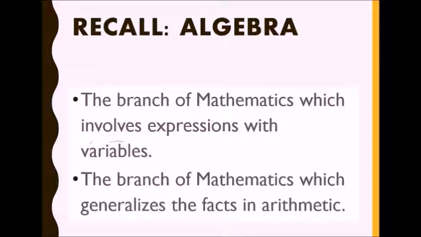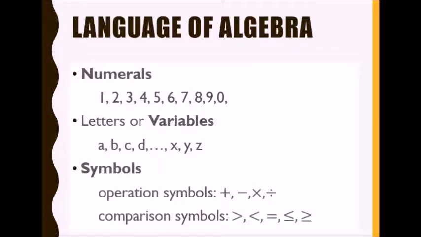It makes use of letters to represent the unknown, so that is also part of algebra. Okay, so the language of algebra that we will discuss is composed of three components. We have the numerals that can be considered as coefficients, or it can also be the constant, based on the situation. Later we will discuss the difference between the two.